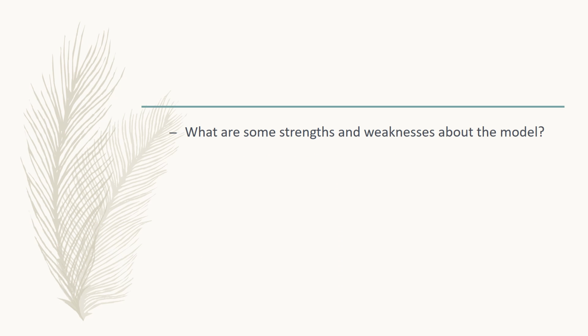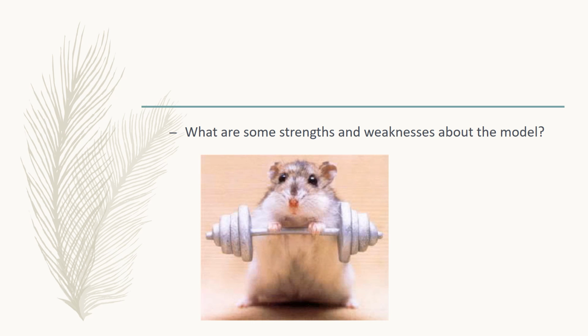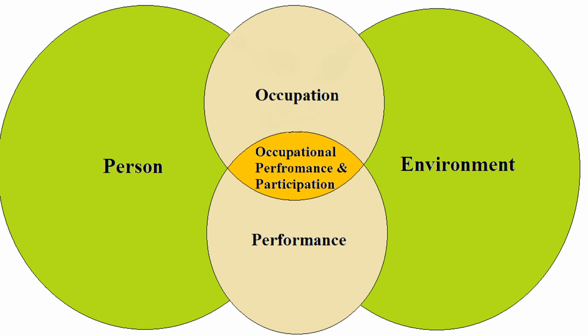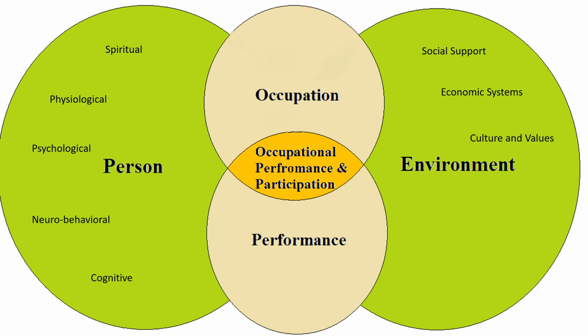What are some strengths and weaknesses about the model? Well, one strength is that the model has a client-centered approach and that it considers all factors that can affect occupational performance. And one critique is that the model does not have its own assessments. All right, let's put it all together. This illustration demonstrates the interaction between person, environment, occupation, and performance, and how these factors can either inhibit or enable occupational performance and participation.